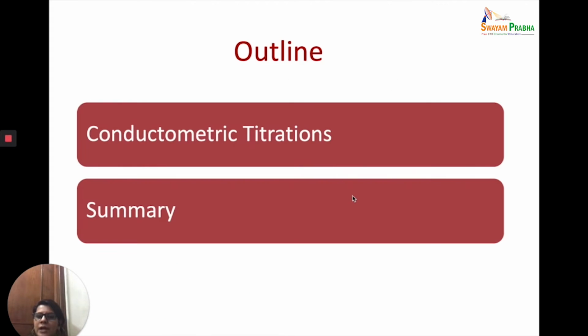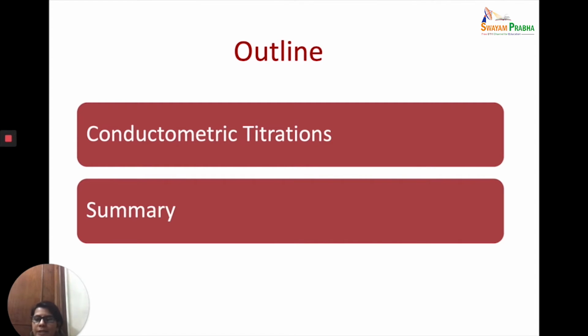Now let's try and recall what we did in the previous E-class. In the previous E-class, we looked at the applications of conductance measurements. The few applications that we had discussed were in the determination of degree of hydrolysis and the dissociation constant of the weak acid or a weak base. The second was determination of solubility and solubility product. Third was determination of the ionic product of water. Fourth was determination of the degree of hydrolysis and the hydrolysis constant value.